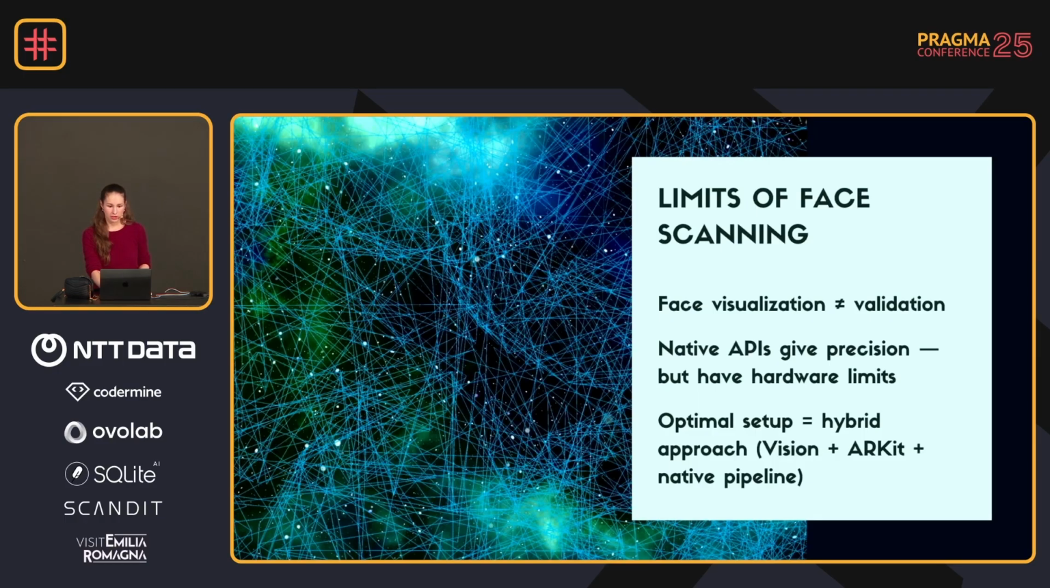So what did we actually learn when we did the face scanning? When we visualize the face on the camera with the contours, face visualization is not the same as face validation. We can draw the face, but it doesn't mean that it's actually a face. We always have to run an extra check to validate. The second thing is that native APIs give precision, but they also have hardware limits. As I've said, the TrueDepth camera is available only since iPhone 10. And the optimal setup for face scan would be a hybrid solution, combining Vision and the ARKit native pipeline.